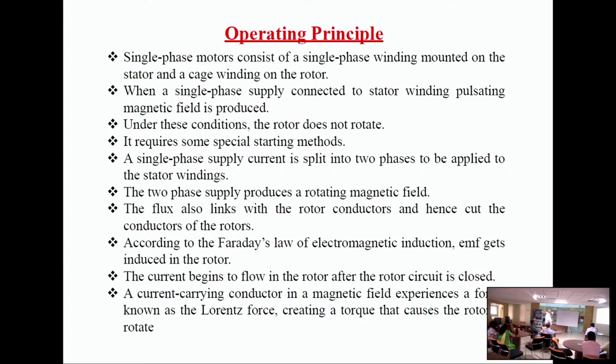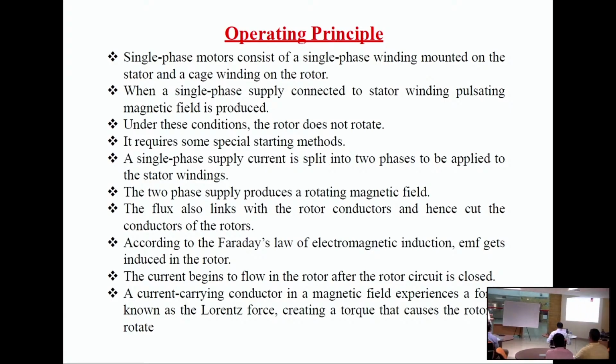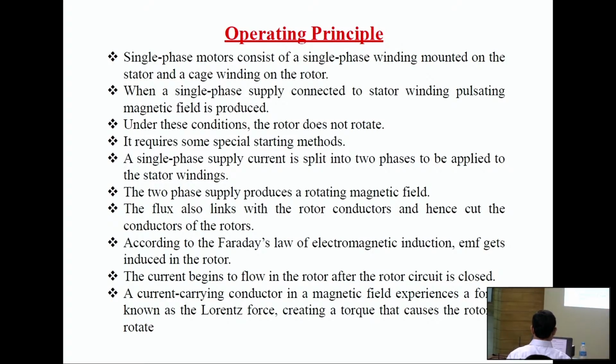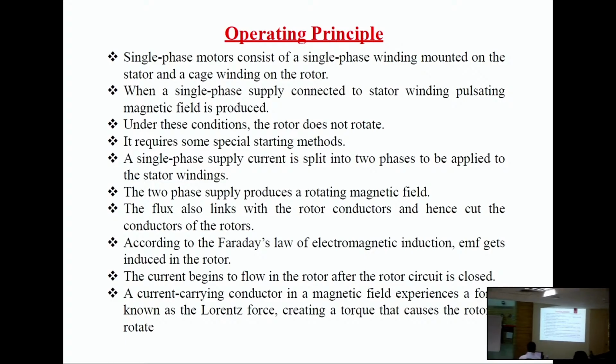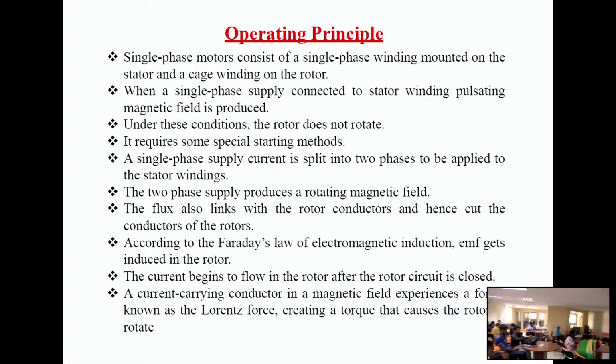The flux links with the rotor conductor and cuts the conductors of the rotor. According to Faraday's law of electromagnetic induction, EMF gets induced in the rotor. Current begins to flow in the rotor after the rotor circuit is closed; it is always closed. So a current carrying conductor in a magnetic field experiences a force known as the Lorentz force, creating a torque that causes the rotor to rotate, similar to our induction motors.